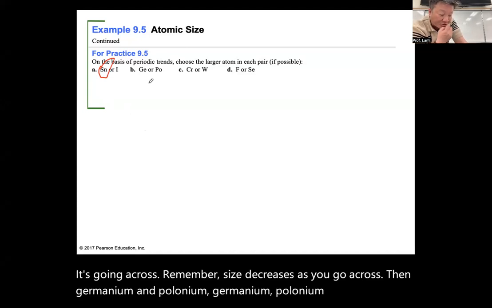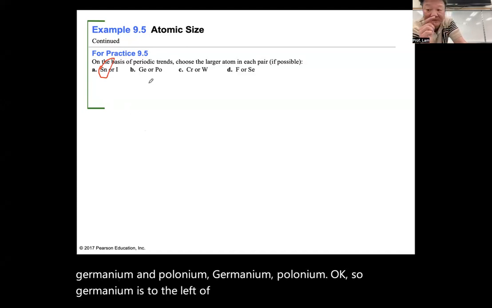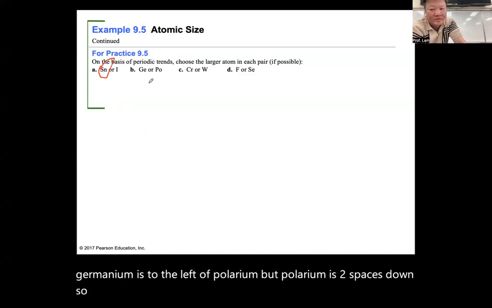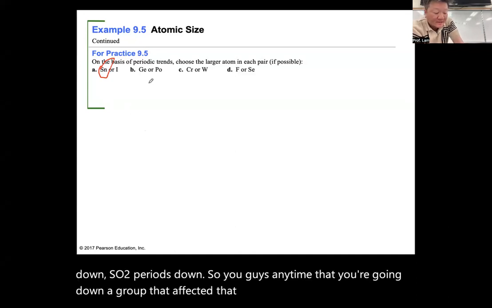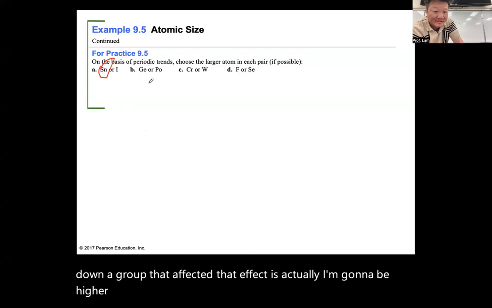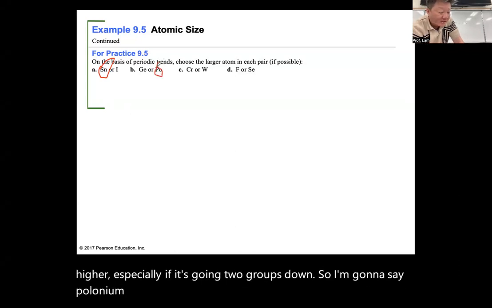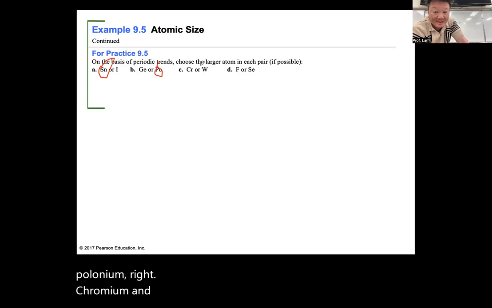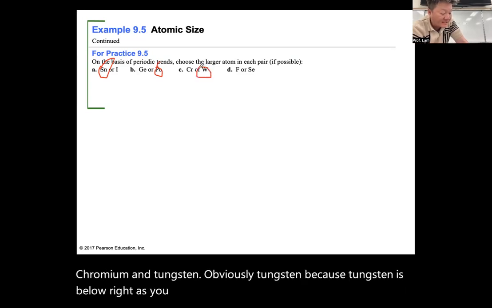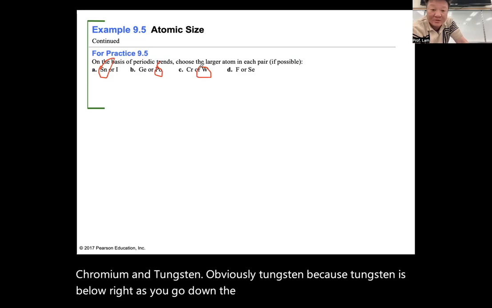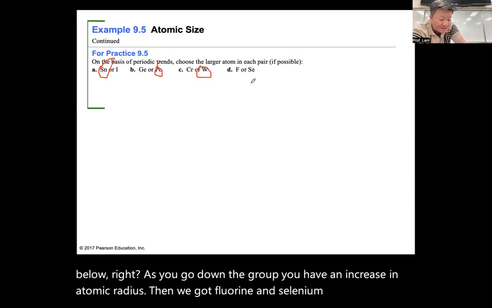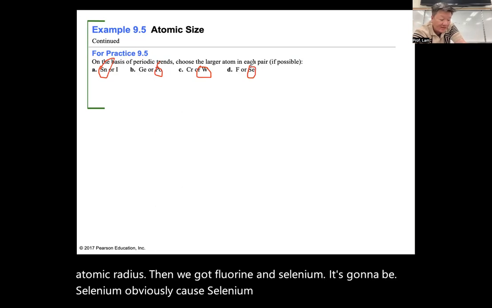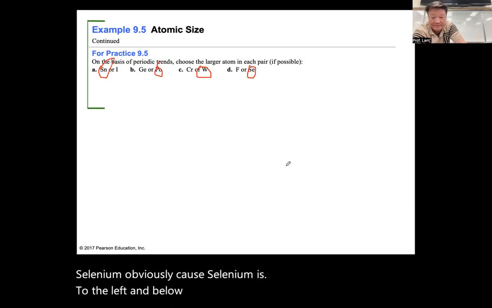Germanium is to the left of polonium, but polonium is 2 periods down. So anytime that you're going down a group, that effect is actually going to be higher, especially if it's going 2 periods down. So I'm going to say polonium. Chromium and tungsten, obviously tungsten, because tungsten is below, right? As you go down the group, you have an increase in atomic radius. Then we've got fluorine and selenium. It's going to be selenium, obviously, because selenium is to the left and below fluorine.